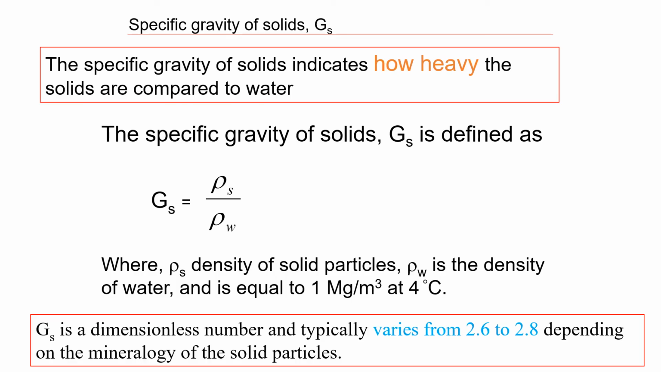Specific gravity of solids is another important parameter that we use very commonly to calculate different variables of soil, such as water content, density, and things like that. The specific gravity indicates how heavy the solids are compared to water, and you can see it in this formula. We use the density of solids and divide by the density of water. For most cases, we will assume that the density of water is equal to 1 megagram per cubic meter. For density of solids, we don't really know exactly the value.